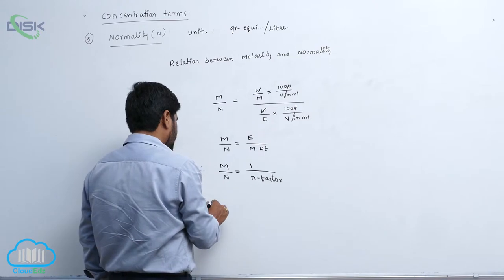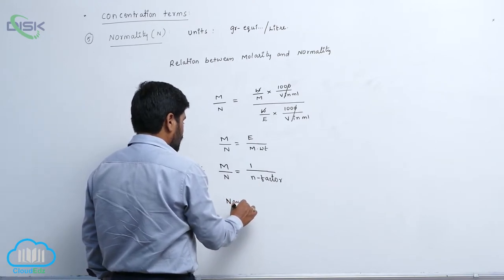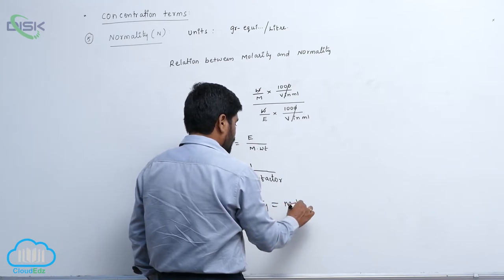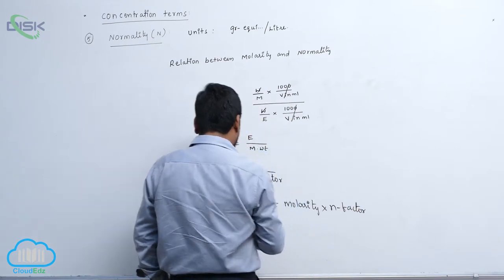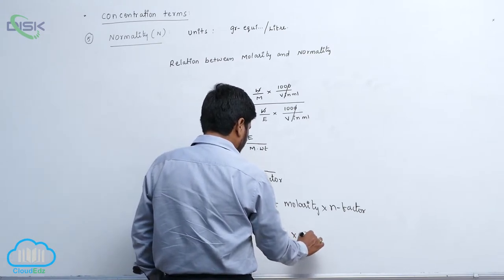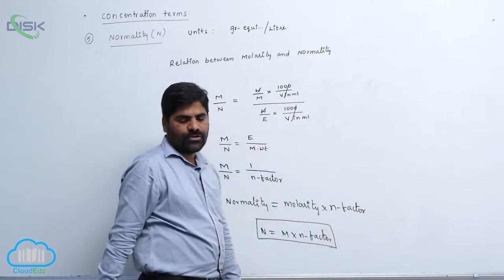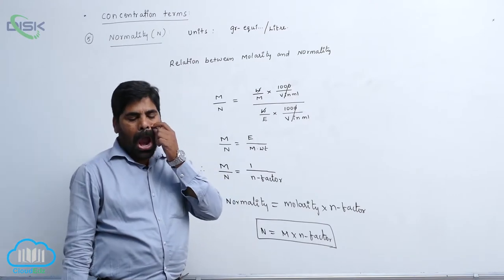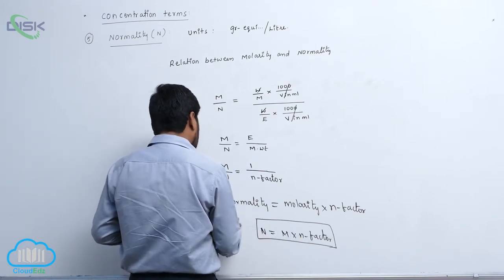Therefore, normality equals molarity into N factor. Normality equals molarity into N factor. This is an important principle for the calculation of normality: normality equals molarity into N factor.